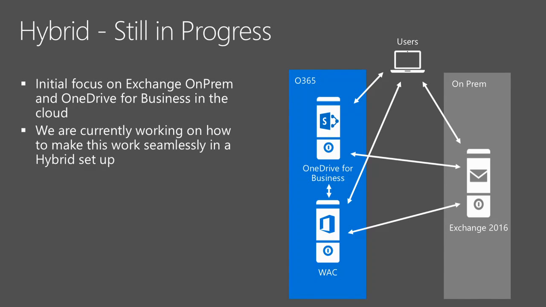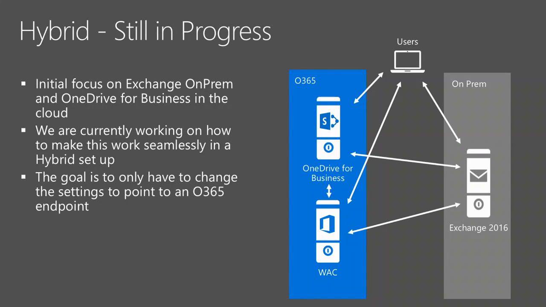So we're currently working on how to make this setup seamless. As I showed you before, we have those 3 properties that we're going to be using to point at the different Office Online Server and the SharePoint. The idea is that we want to just be able to change these settings to point at cloud endpoints instead of on-premise endpoints, and everything just works. We're currently working to make that a reality, but hopefully that will come soon.